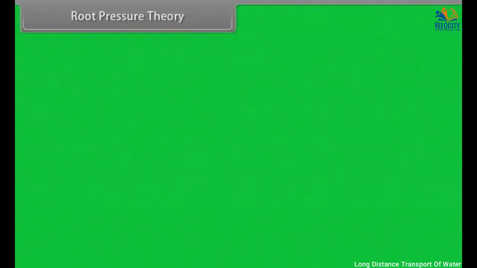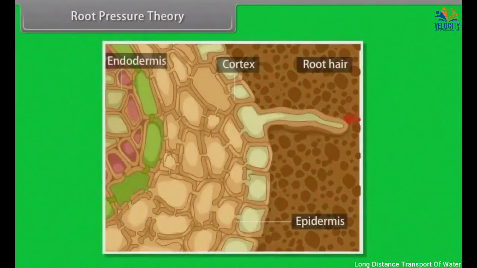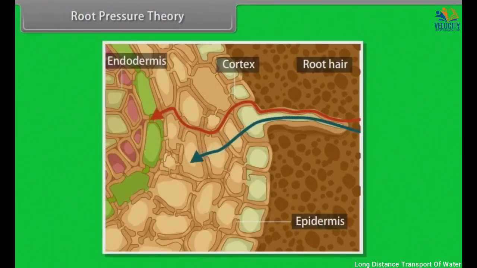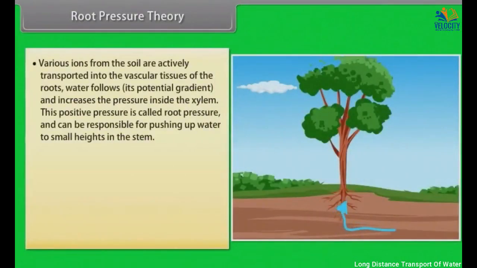Root pressure theory. Till now we have learnt how plants absorb water from the soil and move it into the vascular tissues. Now we will learn how this water is transported to various parts of the plant. Various ions from the soil are actively transported into the vascular tissues of the roots. Water follows its potential gradient and increases the pressure inside the xylem.